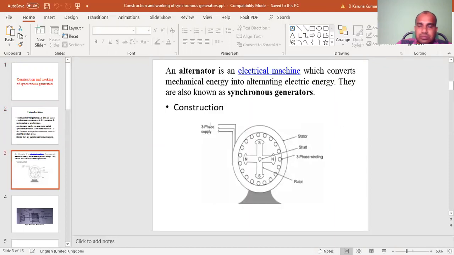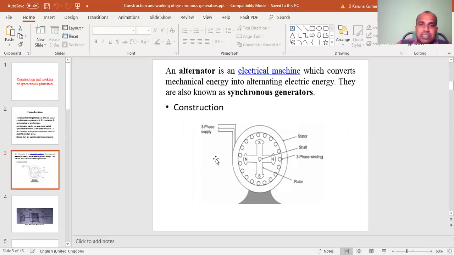An alternator is an electrical machine which converts mechanical energy to alternating electrical energy. It is also known as a synchronous generator, or AC generator, or alternator.